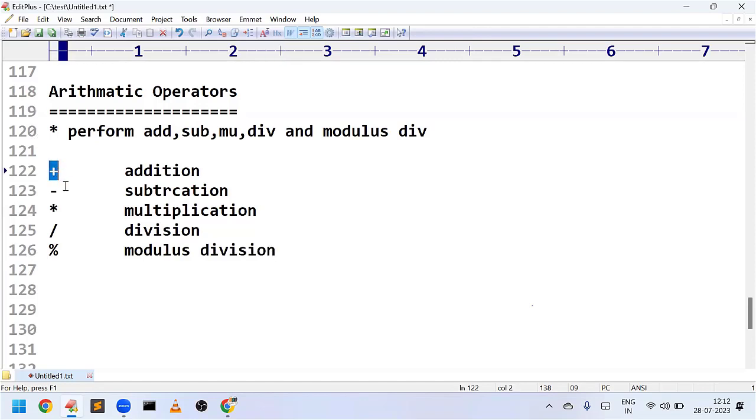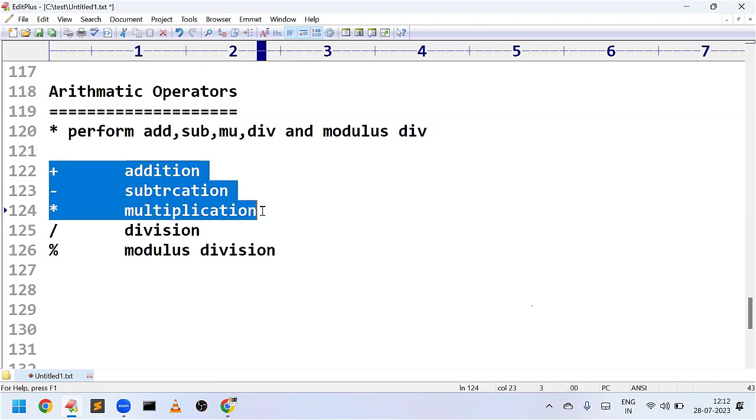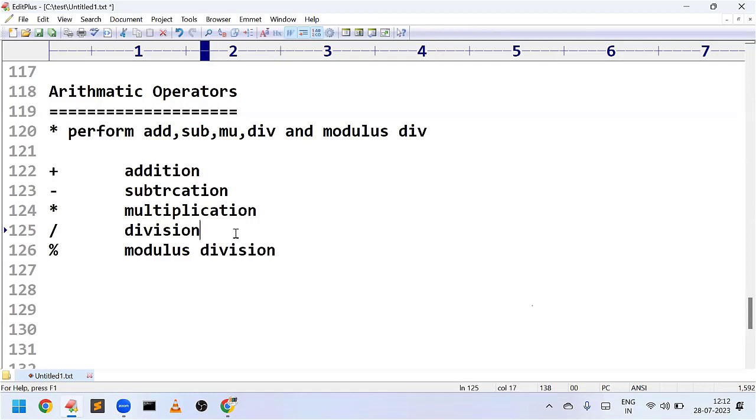So plus is the operator used for addition, and we will be familiar with these three operations: addition, subtraction, multiplication. The difference between division and modulus division is that division is going to return the quotient, whereas modulus division is going to return the remainder. So let me explain with a small example.